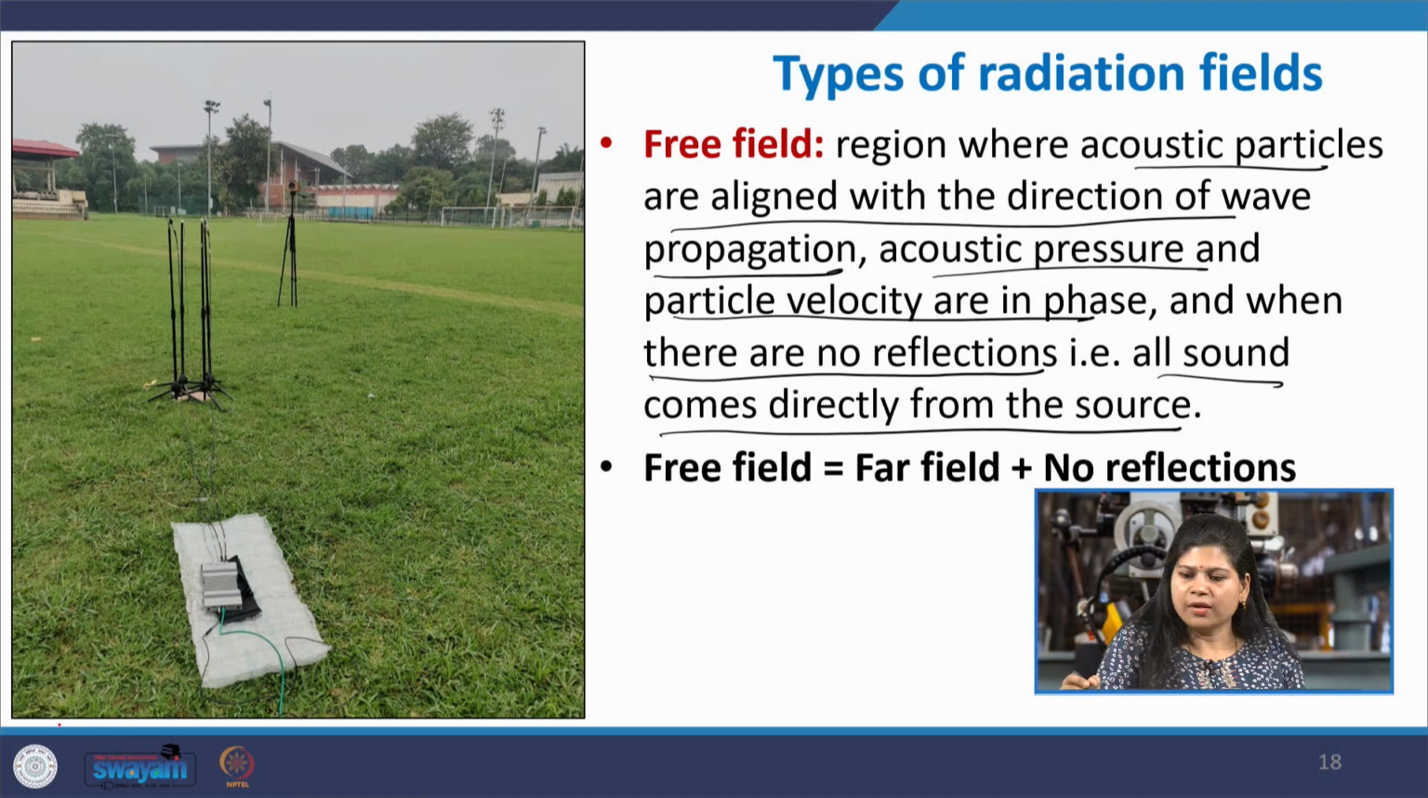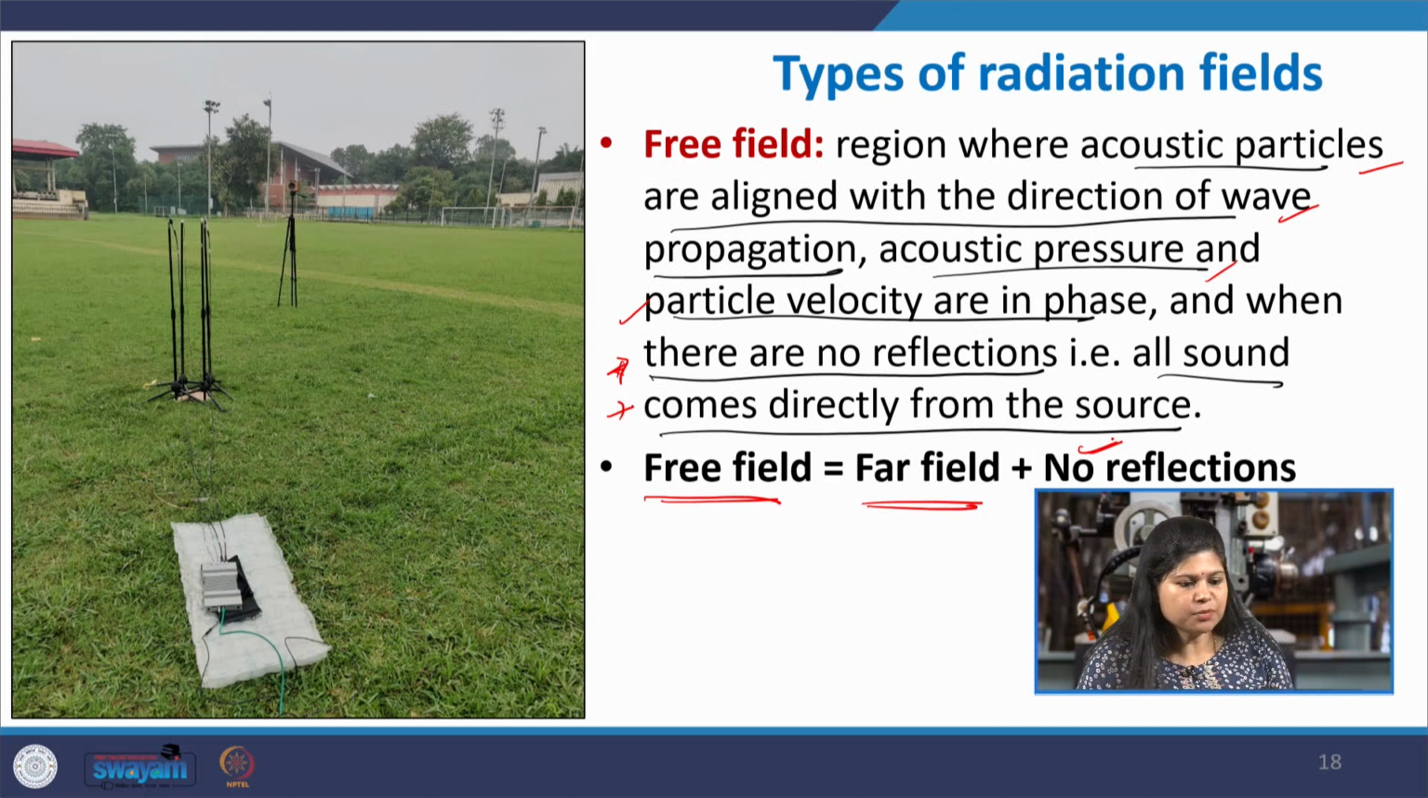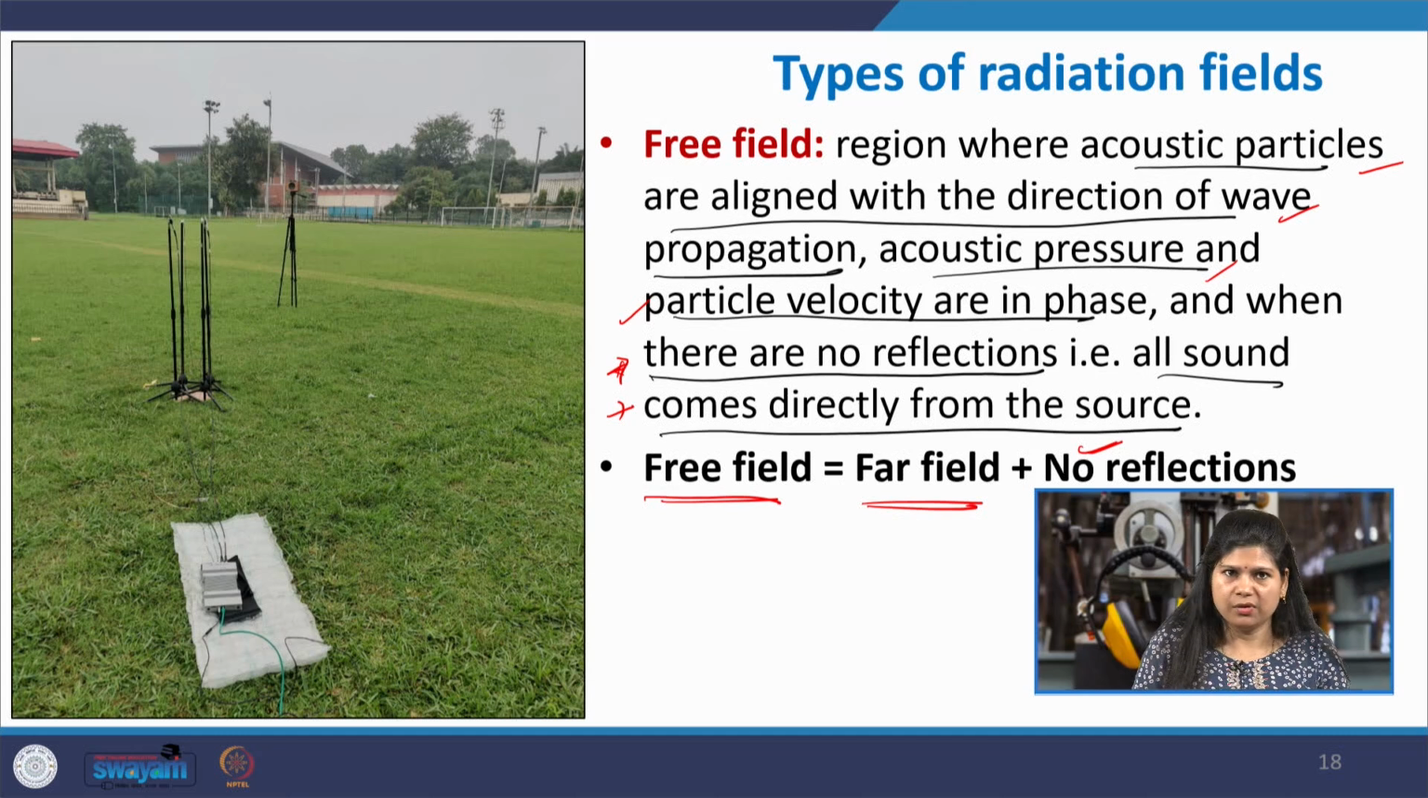So, this is what happens in the far field, all of the above conditions, and these conditions hold when there are no obstructions or change in media. The media remains infinite and homogeneous without any change in media occurring. So, a free field can essentially be a far field plus a no-reflection condition. Obviously, in real life a perfect free field is almost impossible to achieve. We cannot achieve a perfect free field, but we can try and come to a near free field.